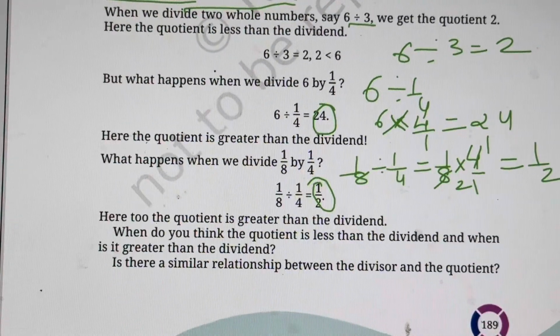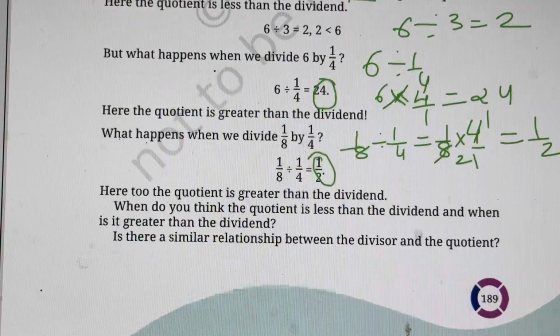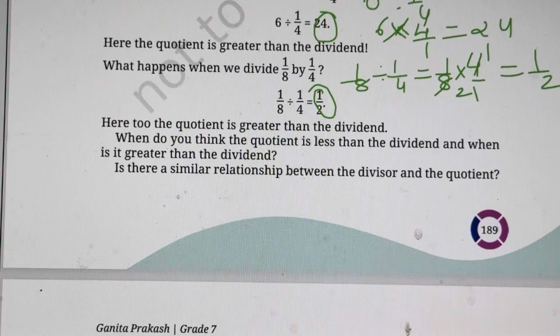Right? So when do you think the quotient is less than the dividend, and when is it greater than the dividend? Is there a relationship between the divisor and the quotient? Use your understanding of such relationships in multiplication to answer the questions above.